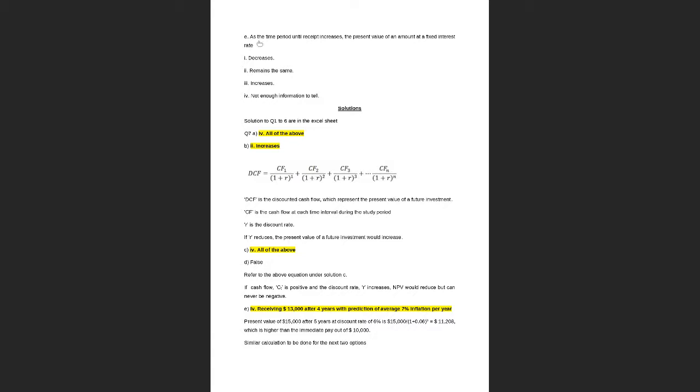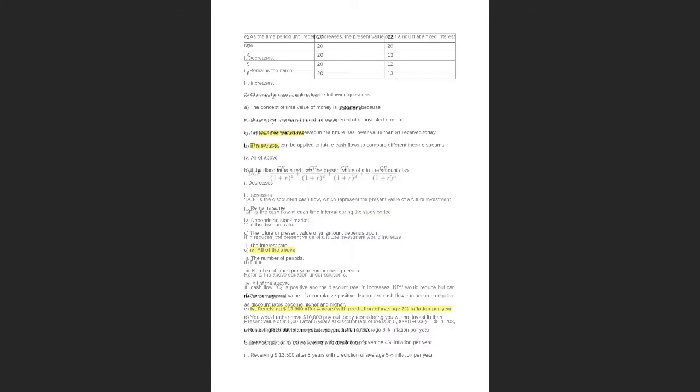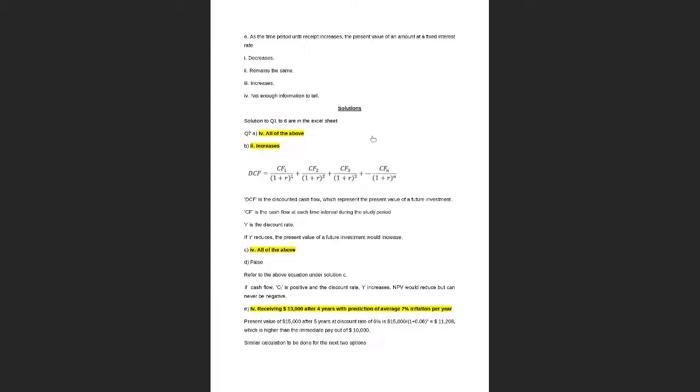Number E, or it should be F, I guess. Yeah, this was E. Anyway, so the last question. As the time period until receipt increases, the present value of an amount at a fixed interest rate decreases, remains the same, increases, not enough information to tell. So try and dissect what this question is saying.